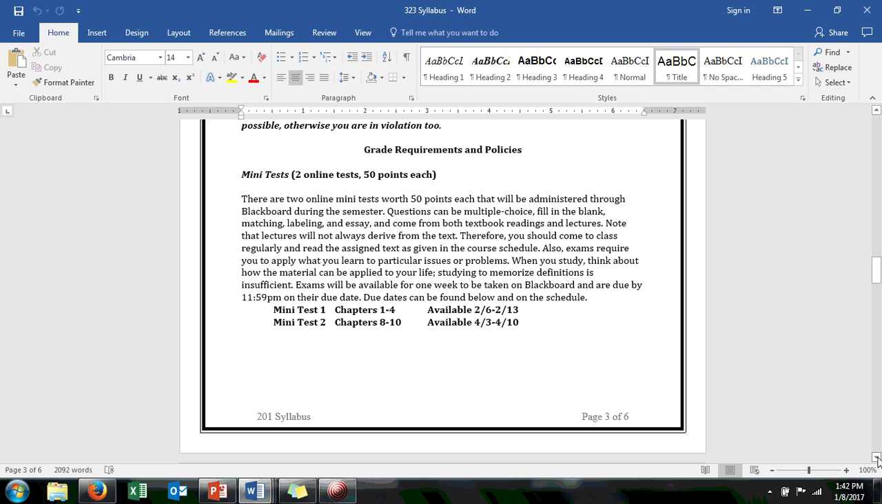You can see the dates here for the different mini tests. They will be available for a week. Their due date, as you see, mini test one is due on 2/13. It will be at 11:59 p.m.